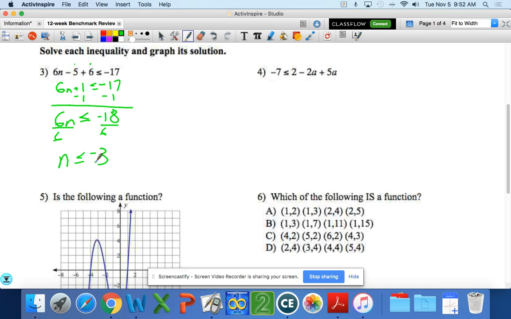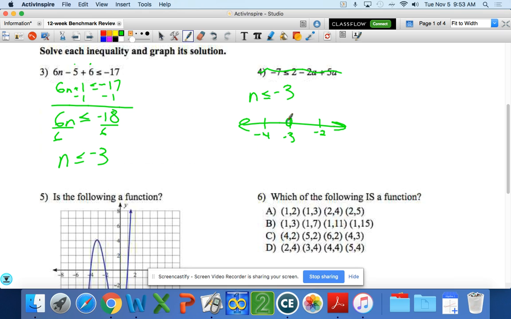Okay, so I'm going to write that over here on this other side, so ignore this problem for now. We have n is less than or equal to negative 3, which means I'm looking for a number line that has negative 3, which would mean negative 4 is over here, negative 2 is over here, because 0 would be over here, and infinite negatives are over here.